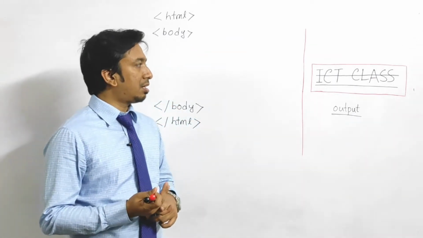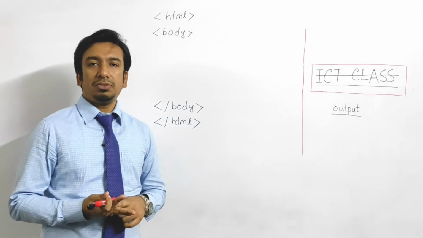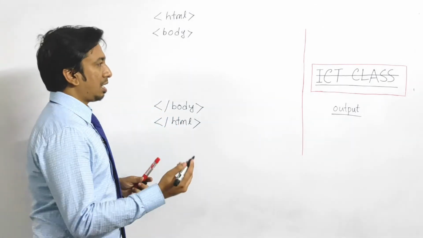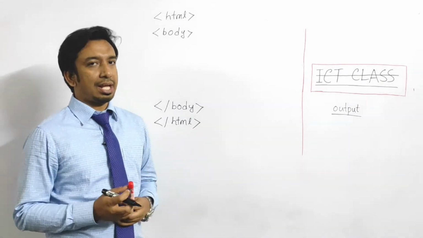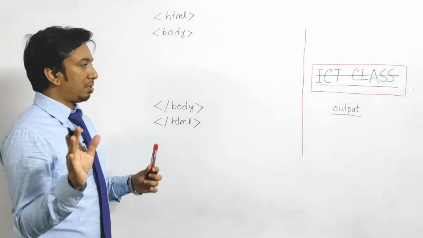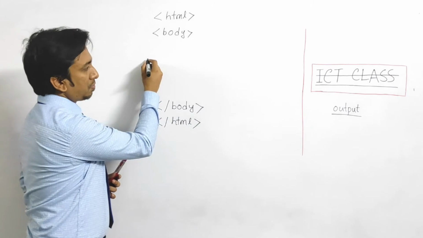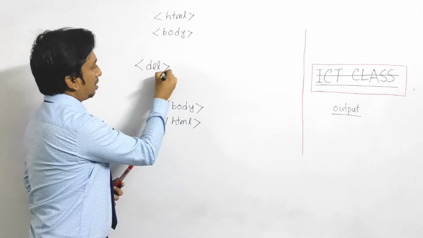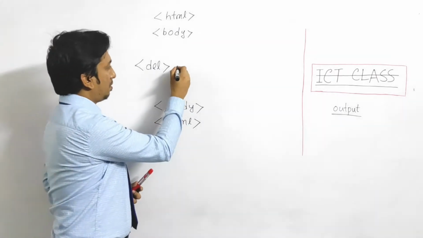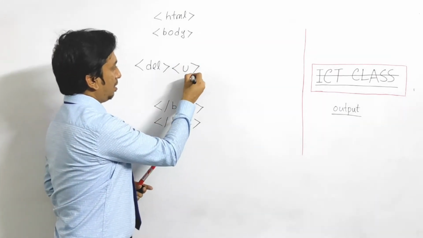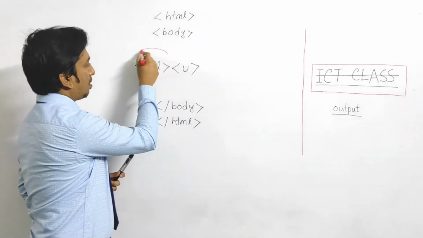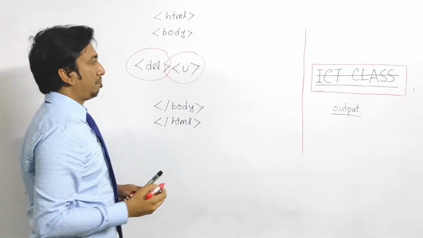Also we used here the del tag and also the underline tag. So how to write this type of combinational formatting tag? Very simple. First you use the del tag, then use underline also. You have to write the u tag. Here you can see I used the del tag and also the u tag.